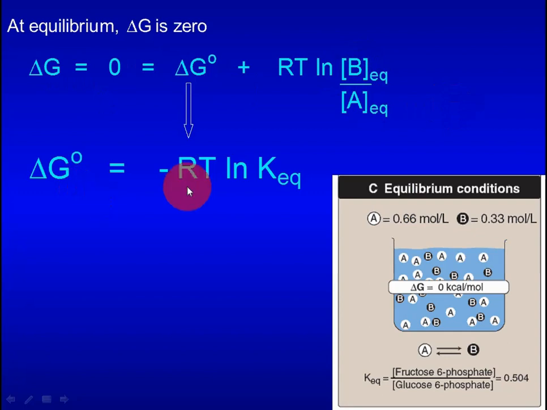Here, the R is constant. For reactions at physiological condition, temperature is also constant. The K can be determined by the concentration of glucose 6-phosphate and fructose 6-phosphate at equilibrium. We measure the concentration of these. Here are the data: concentration of glucose 6-phosphate and fructose 6-phosphate at equilibrium. We plug these numbers in the equation.